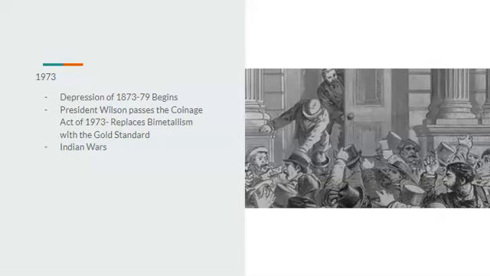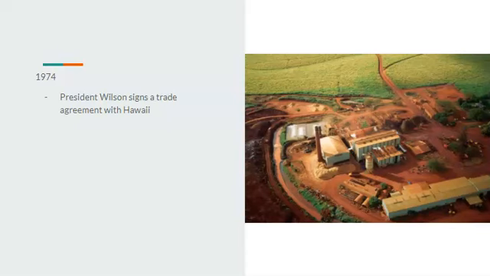Going in 1873, right at the beginning of Wilson's term, we see the Depression of 1873 to 1879. President Wilson would pass the Coinage Act of 1873. This replaces bimetallism with the gold standard. We would also see the Indian Wars take place in this year. In 1874, President Wilson would sign a trade agreement with the territory of Hawaii.